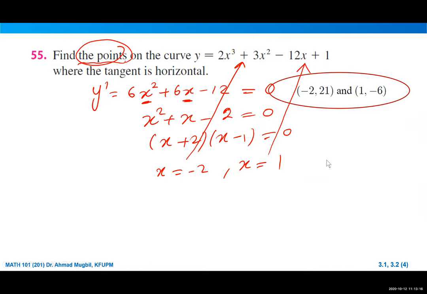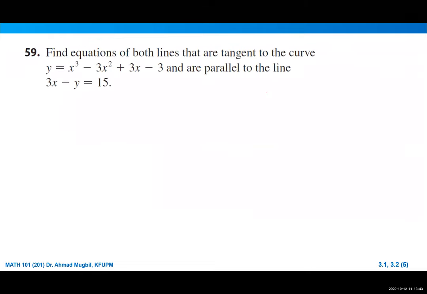So, Doctor, the trick will be in finding the points here. No trick. The trick is here. The tangent is horizontal. Do you know what is the meaning of the tangent being horizontal? It will equal zero. I can ask you here, find the points of the curve where the slope of the tangent is 2. What you will do, you will put it equal to 2 instead of 0. Okay. Yes, great. There's no other trick.